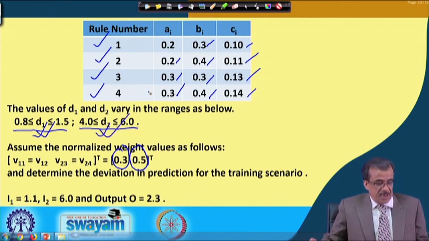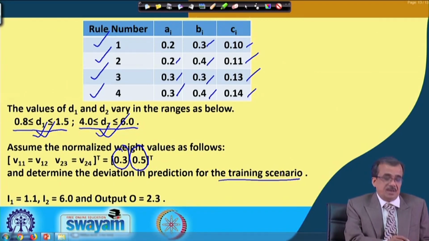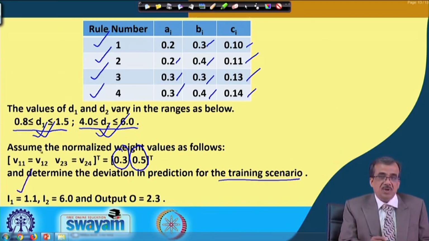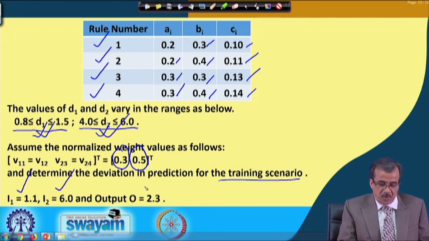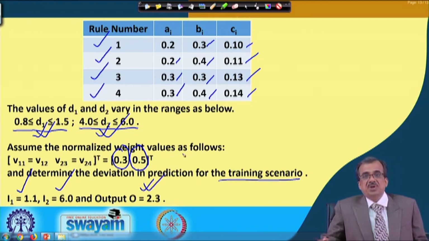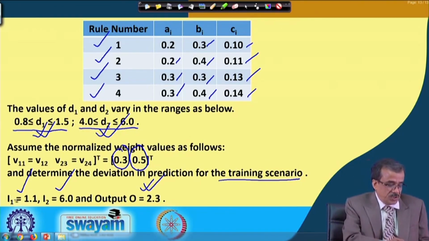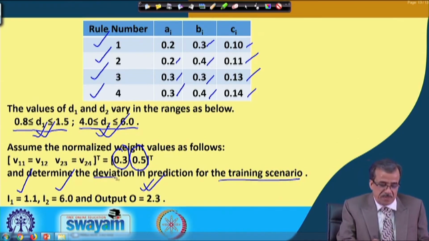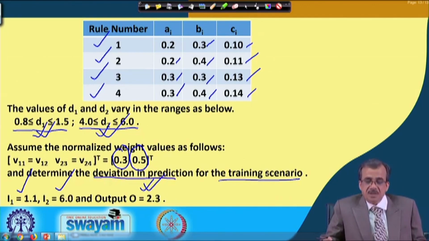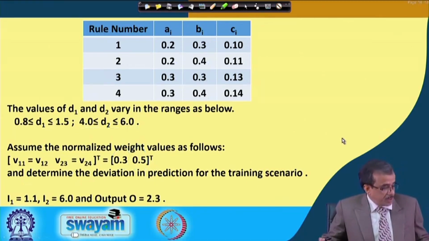And we are going to determine the deviation in prediction for a particular training scenario, where I1, the first input, is 1.0, I2, the second input, is 6.0, and the output O is 2.3. Let us see how to determine the output corresponding to this set of inputs, and how to determine the deviation in prediction for this training scenario. Those things I am just going to calculate.